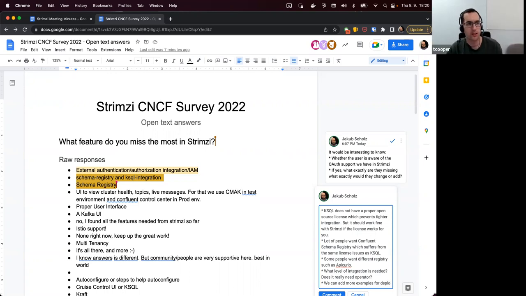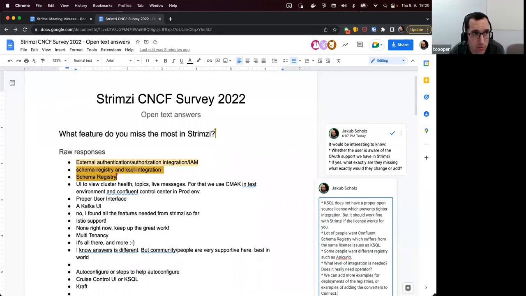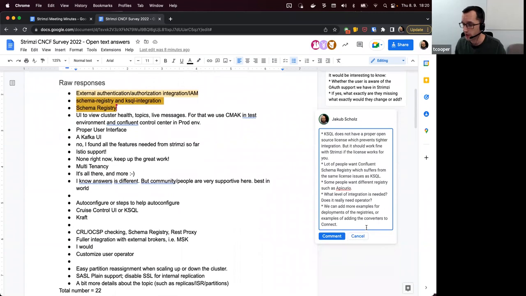And obviously the KSQL thing is a slightly different thing, because there is no fully open source KSQL. So that one, as you've said, Jakob, is a bit of a non-starter. What would KSQL integration be? Well, you could do the same thing if we give an example of integrating with a Confluent registry. I've got a GitHub repo somewhere showing how you can run KSQL with it.